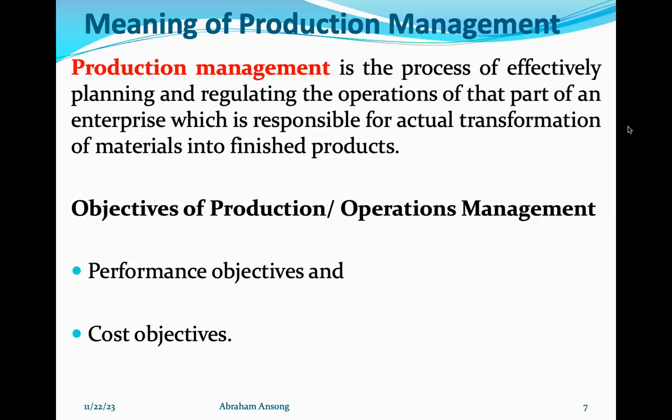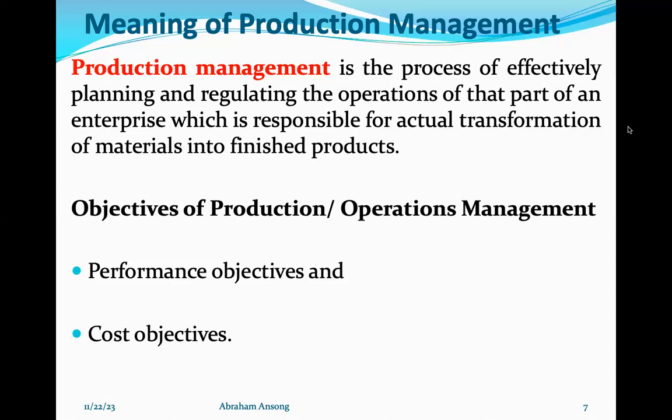What are the objectives of production operations management? What do they seek to achieve? So the objective of these aspects of a business is in terms of performance objectives. They have some performance targets that they may want the organization to achieve. And they also have cost objectives. Okay, not just in performing, but also to achieve some cost targets and cost efficiency.